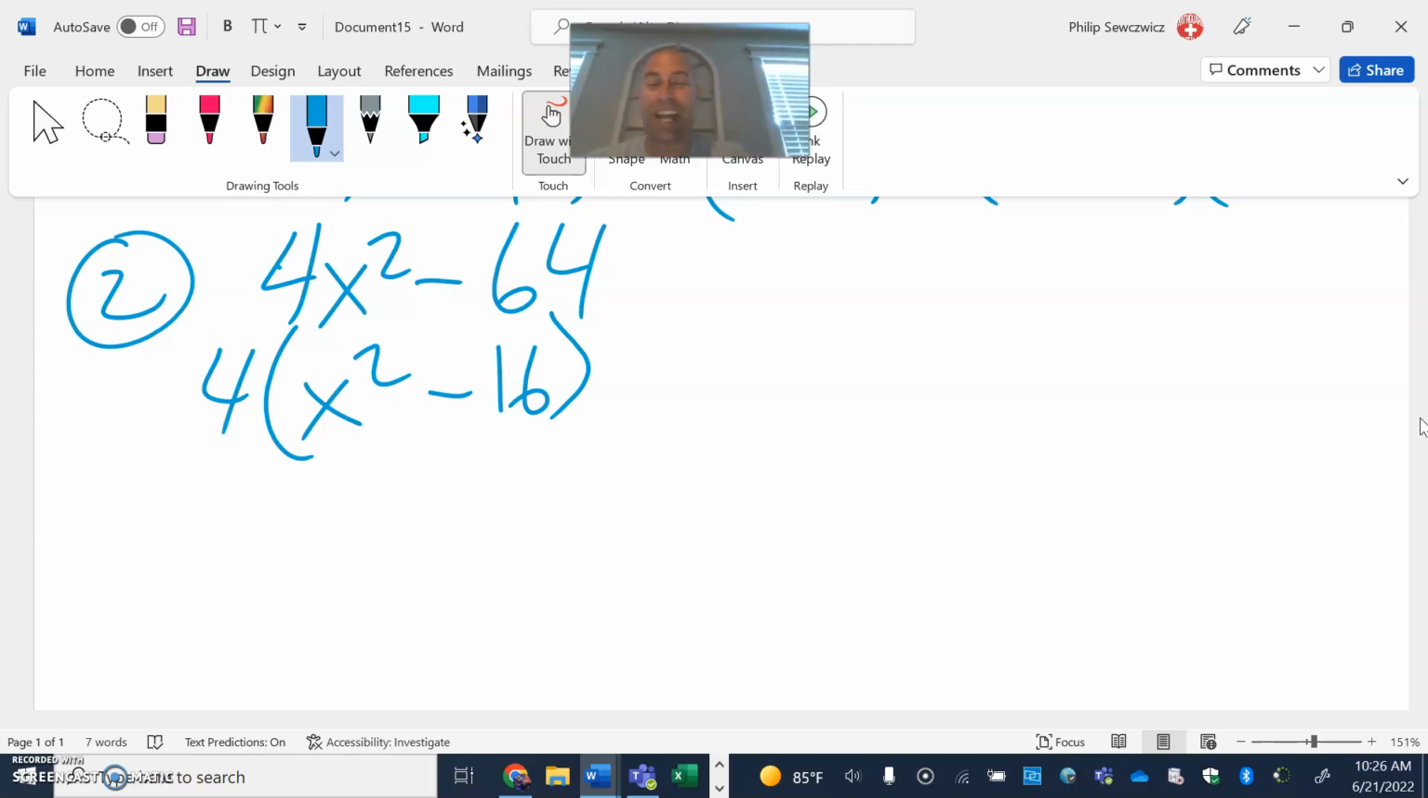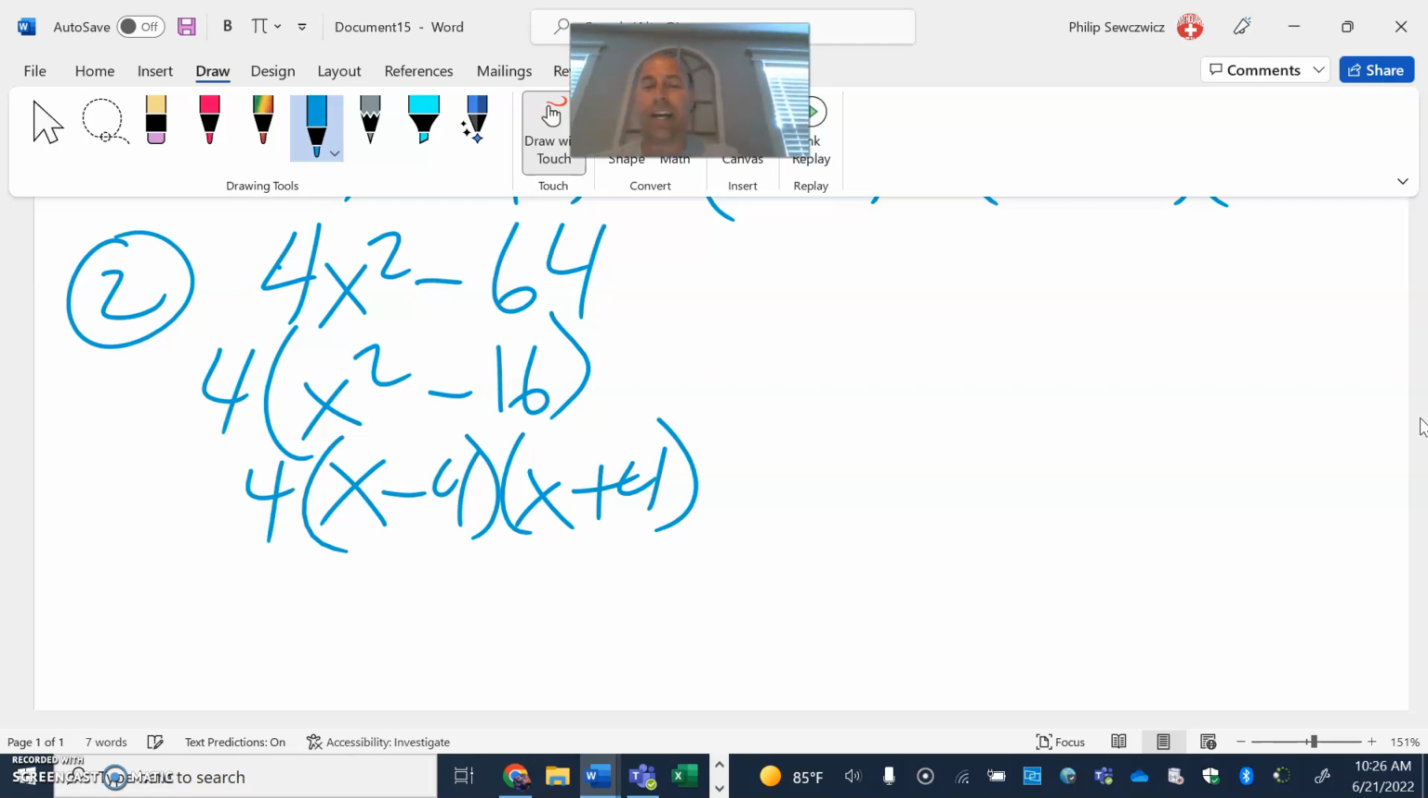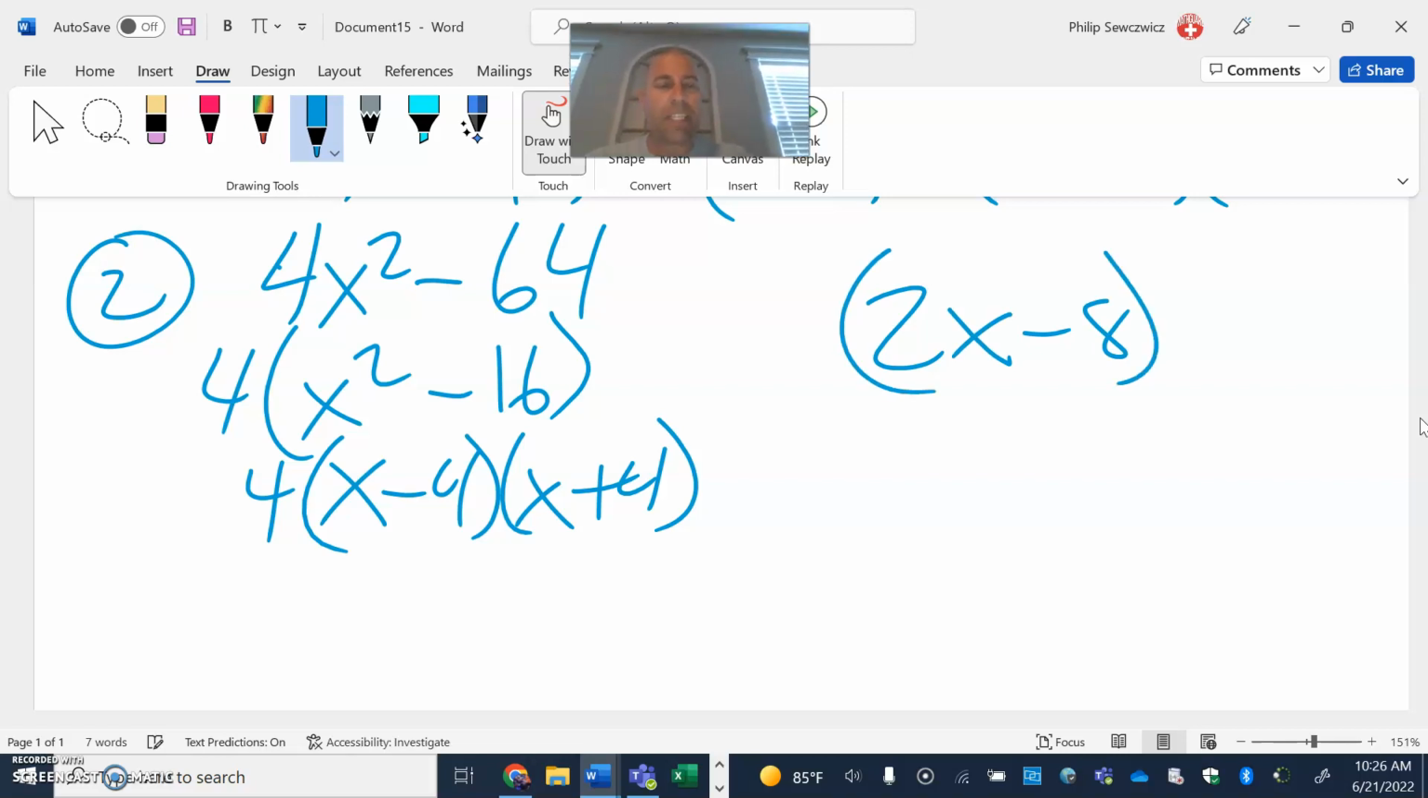Binomial. All right. Subtraction sign, perfect square. We got it all. x minus 4, x plus 4. Don't forget to bring that 4 down. So that definitely gets the job done. Again, I'm a big fan of greatest common factor. If you thought, hey, it's a perfect square, so can't I do 2x minus 8 times 2x plus 8?